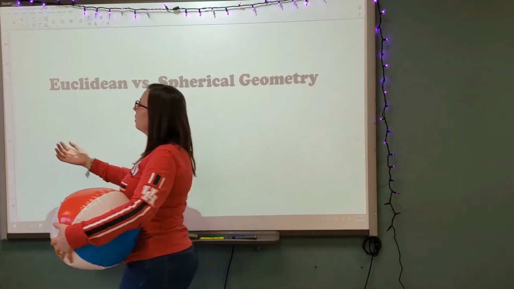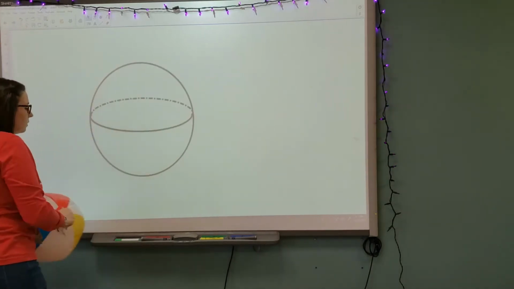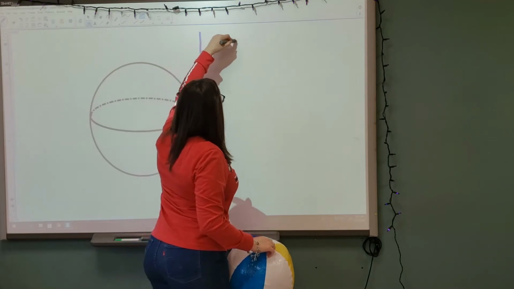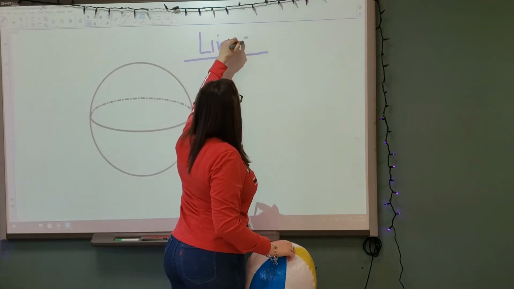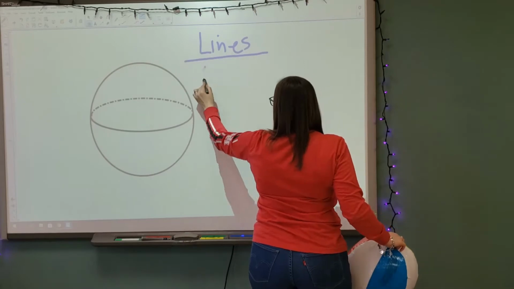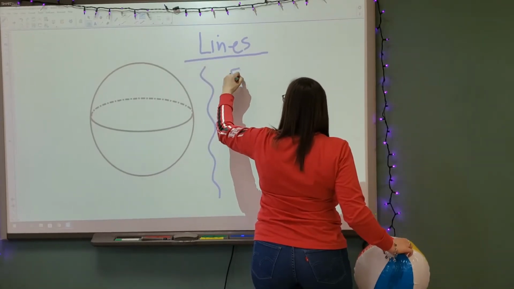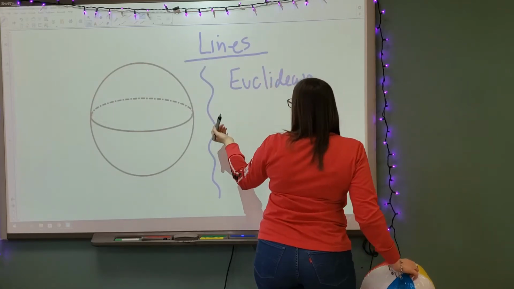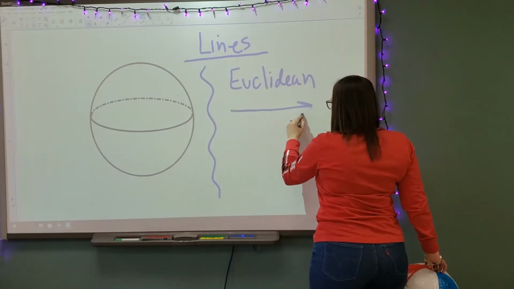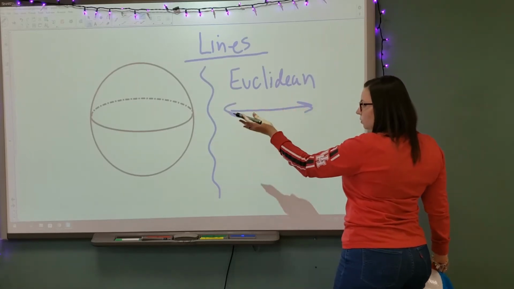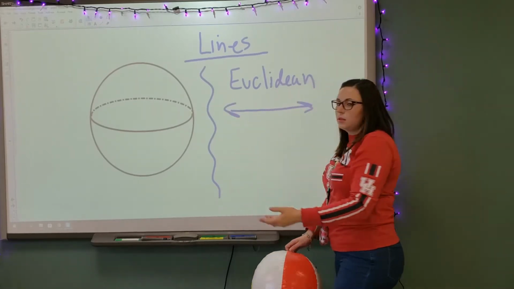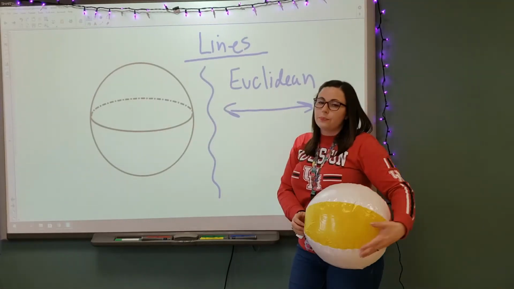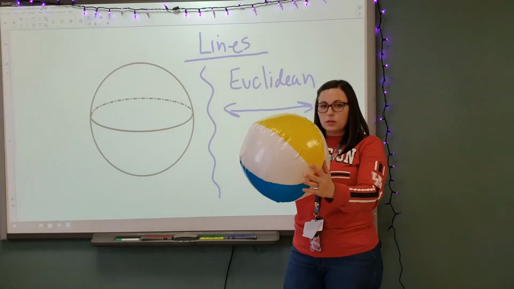So the first thing we're going to talk about are lines. A line in Euclidean geometry is just a straight line. It goes on forever in two directions, right? And since it's a flat plane, it's never going to end. It's never going to have to go anywhere. But let's think about what we have on a sphere.